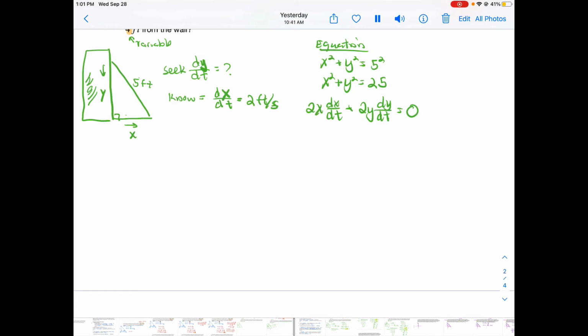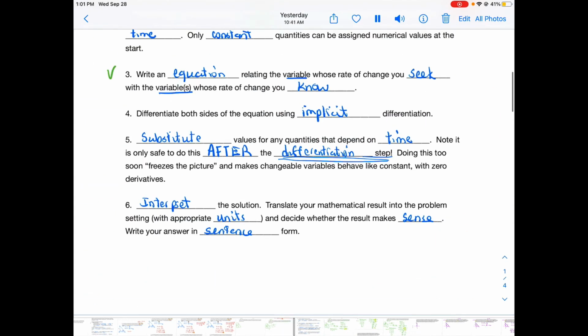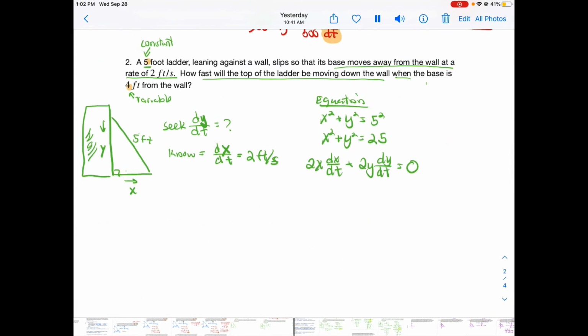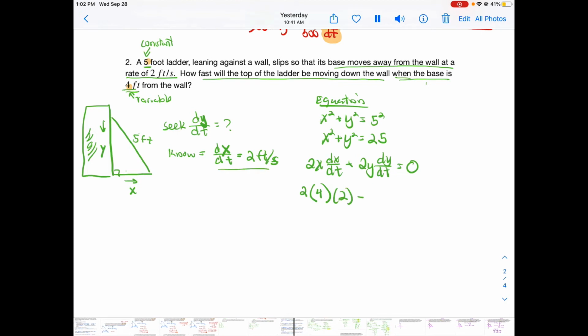and the derivative of 25 is 0. All right, now that I've taken the derivative, let's plug in every value that we can, because after the derivative, you substitute in your values. So I was given that dx/dt is 2 feet per second. I was also given that when the base is 4 feet from the wall, so that's my x value. X on my diagram represents the base. And dx/dt we know to be 2, plus 2y dy/dt. Now I have a problem.